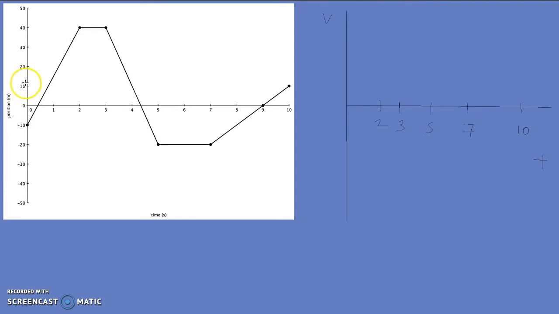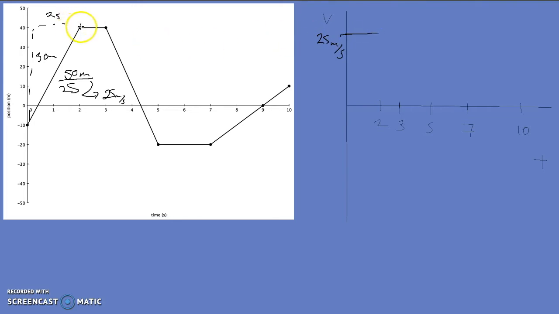So it goes up 1, 2, 3, 4, 5. That looks like 50 meters. And it takes it 2 seconds. So something traveled 50 meters in 2 seconds, giving a velocity of 25 meters per second. So that means that up here we've got something starting at 25 meters per second for 2 seconds.